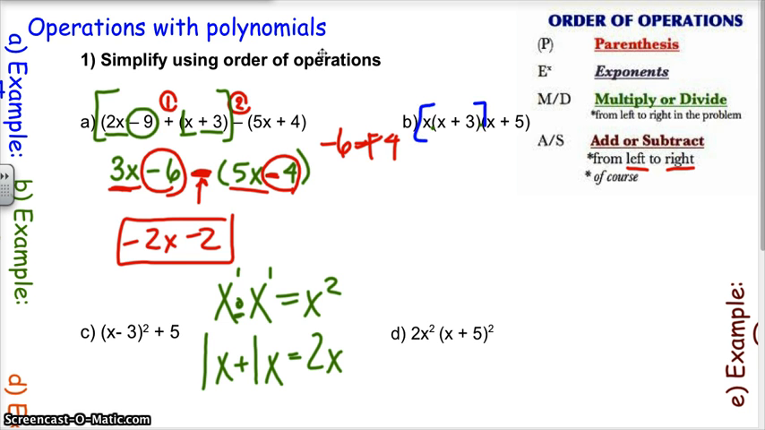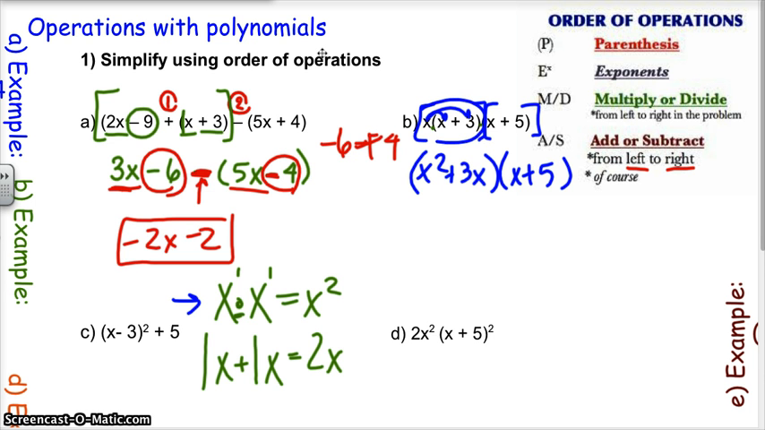I'm going to start with these two. x times x is x squared, which is that one right there, x times 3. Now I have to multiply that answer by this other piece. So this whole answer here has to get multiplied to the other one. So now it is x squared times x, x squared times 5, 3x times x, and 3x times 5.